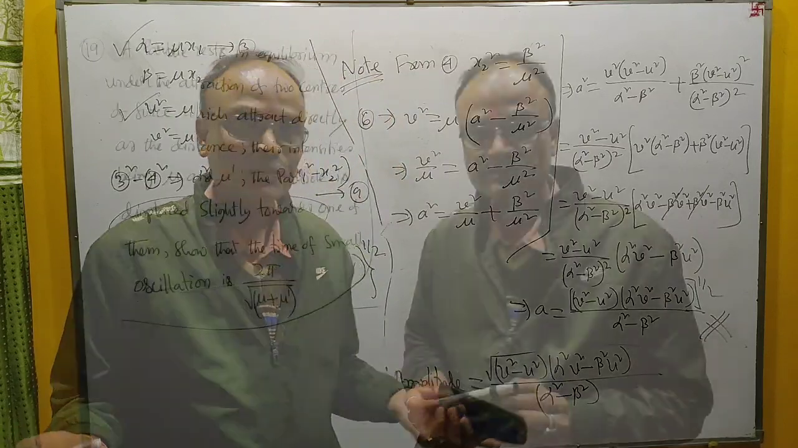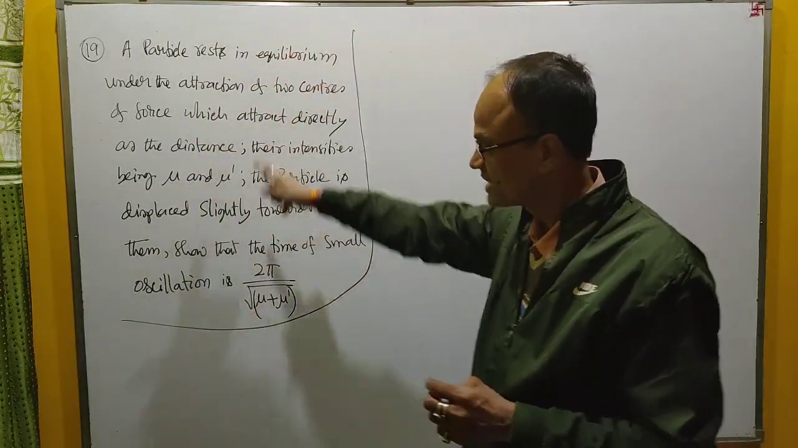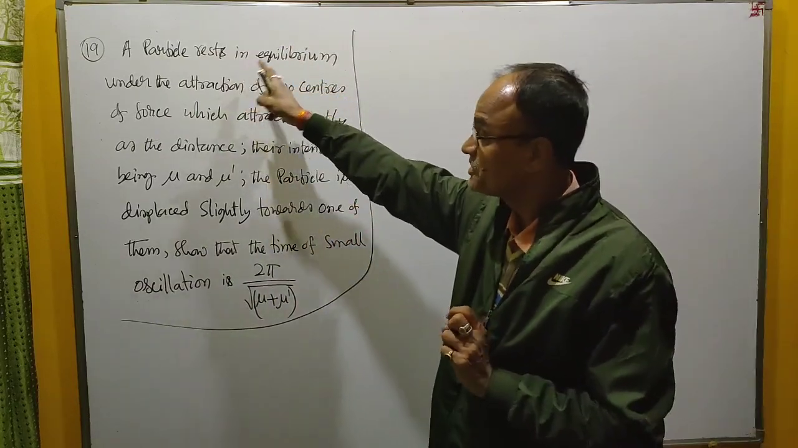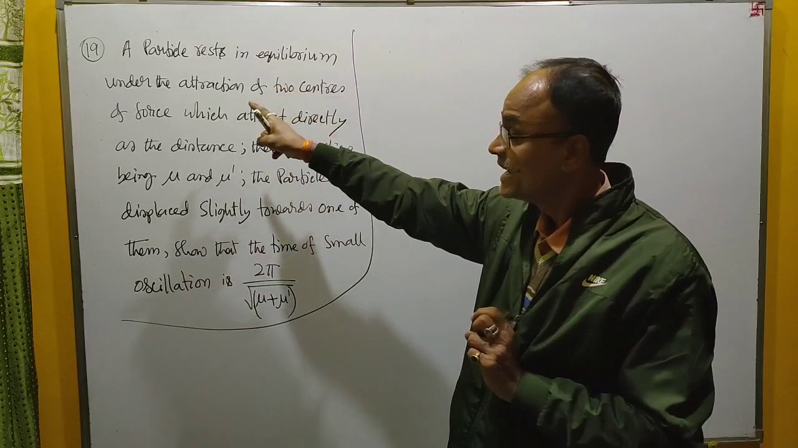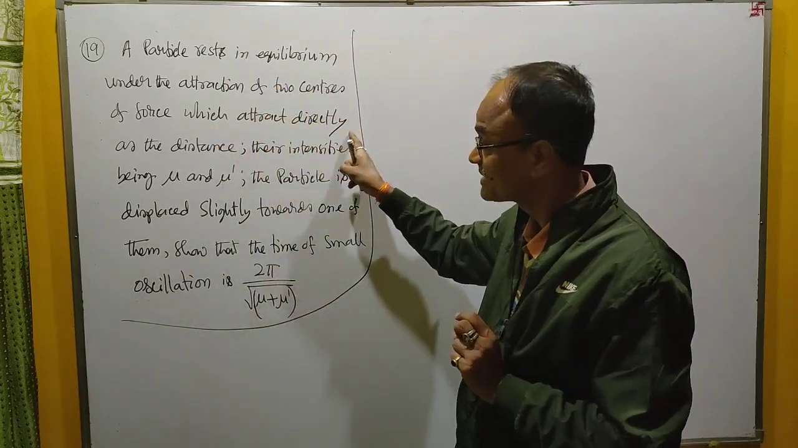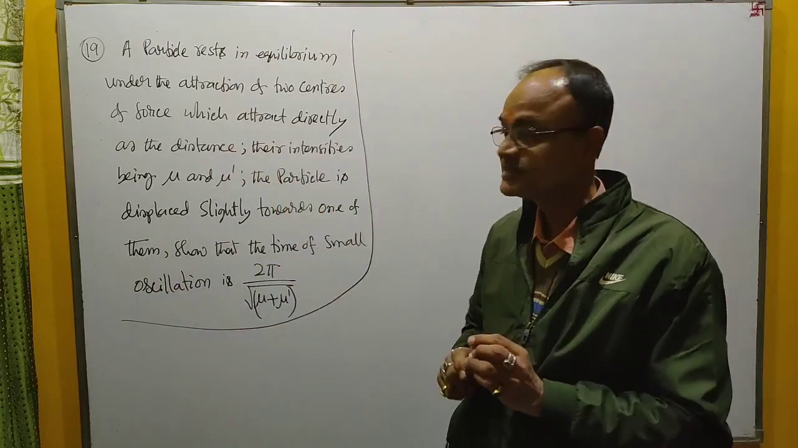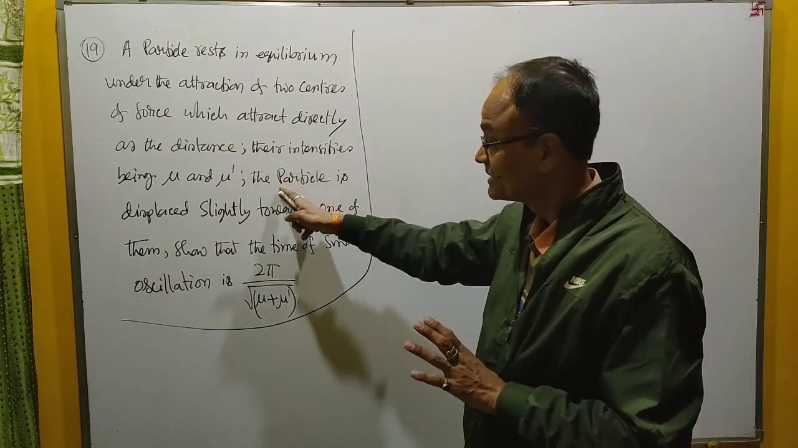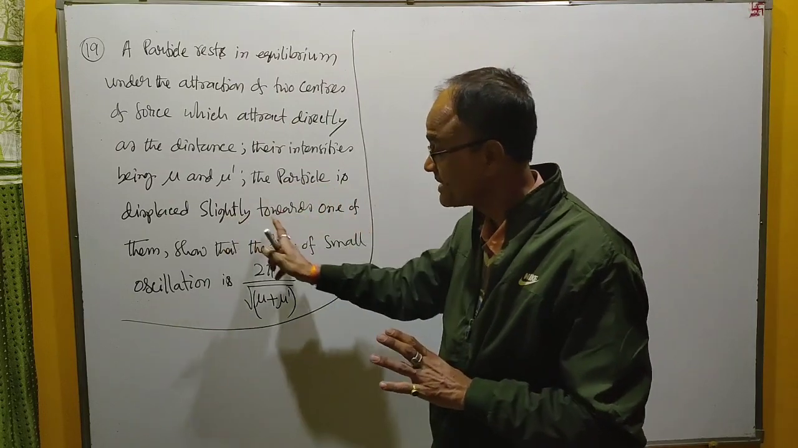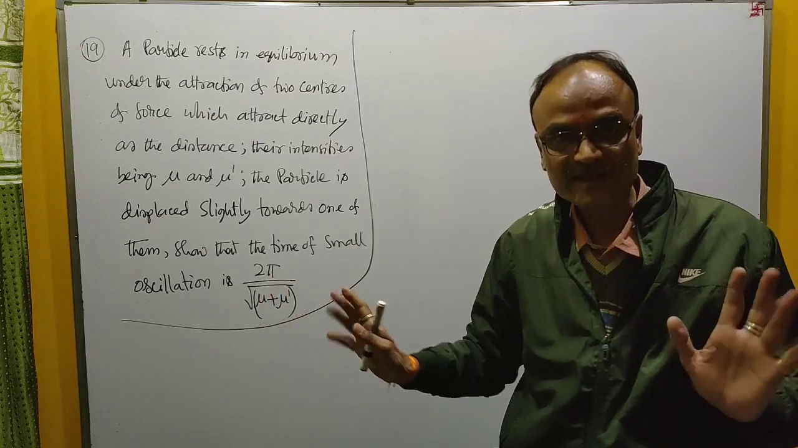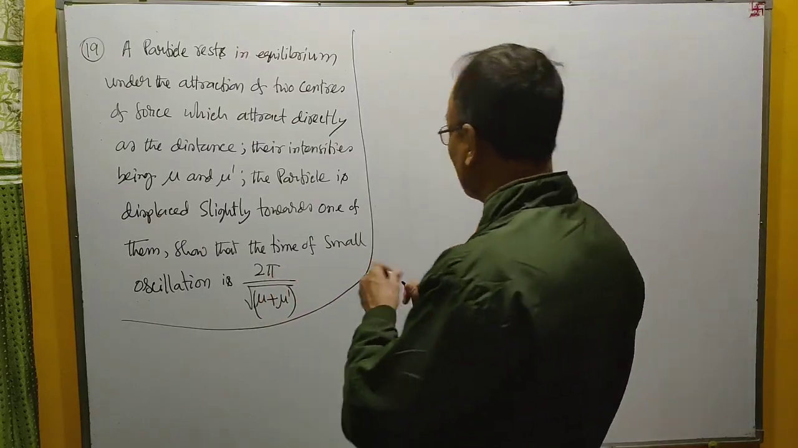Let us take one more problem. Let us try to solve this problem. A particle rests in equilibrium under the attraction of two centers of force which attract directly as the distance, their intensities being mu and mu dash. The particle is displaced slightly towards one of them so that the time of small oscillation is twice pi by root over mu plus mu dash.